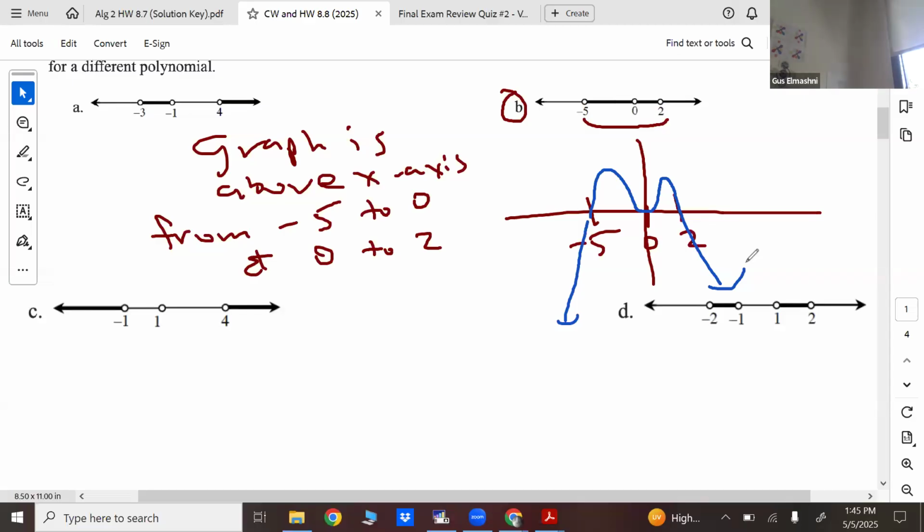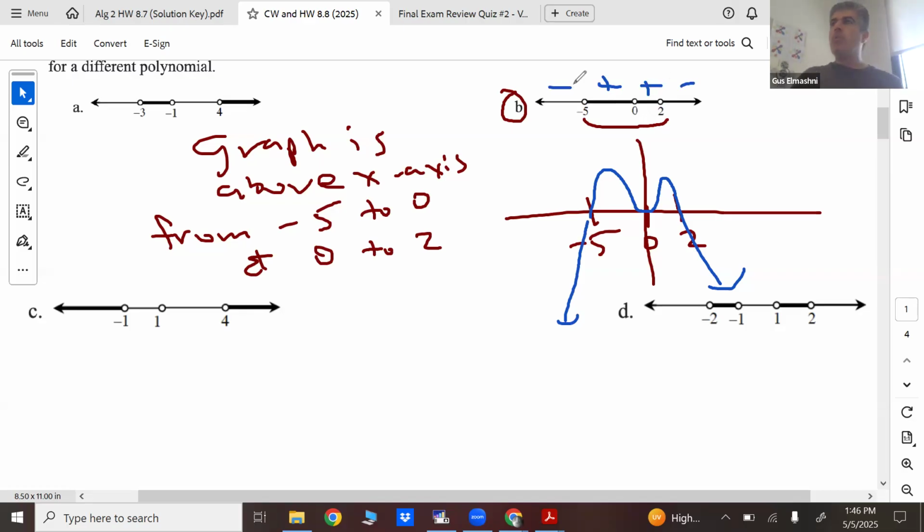Wait, but how do you know it's back down, not just straight up? Because it's negative after 2. It's not shaded. It's only shaded from -5 to 2. It's bold from -5 to 2. It's not bold afterwards. So sometimes we do this, guys. We put little plus signs here.